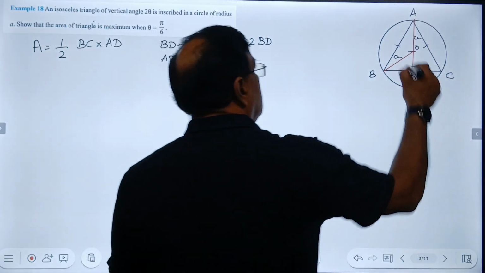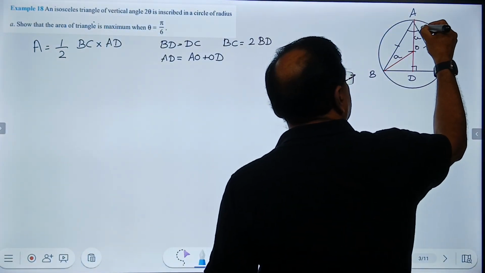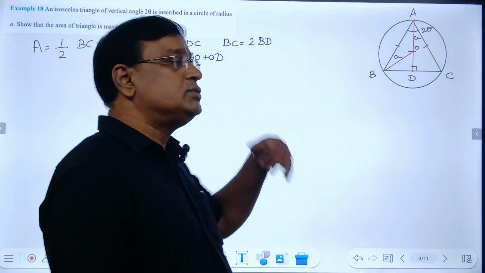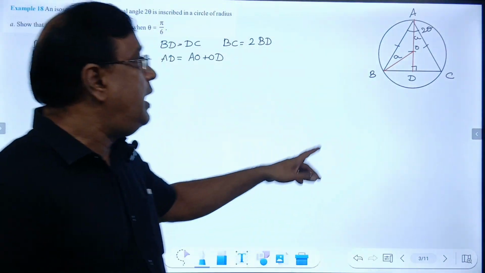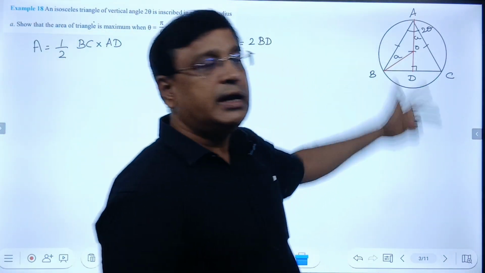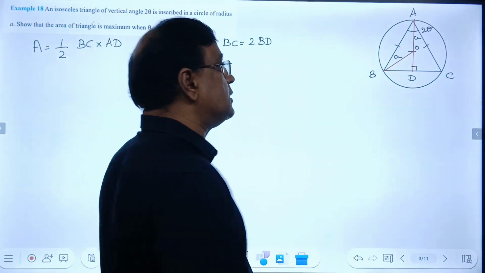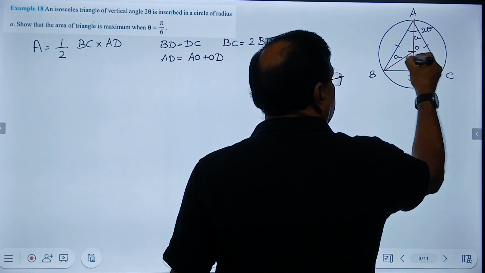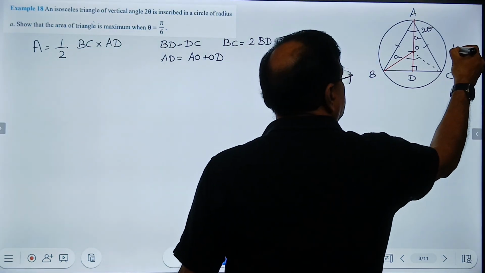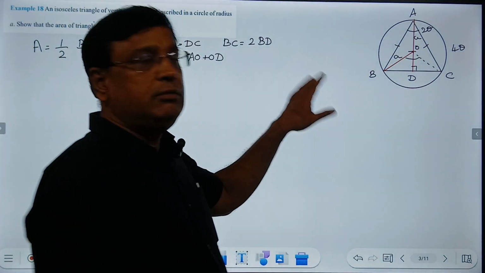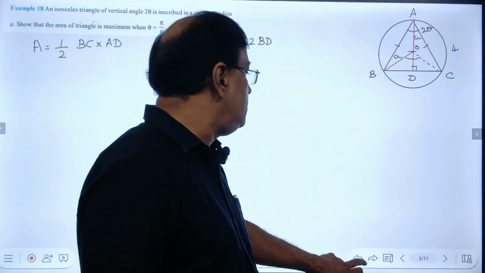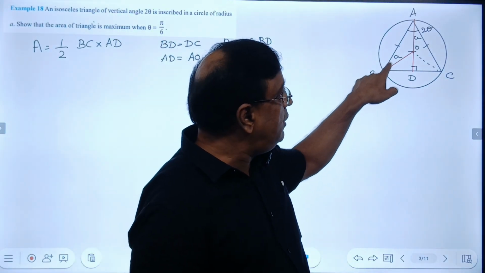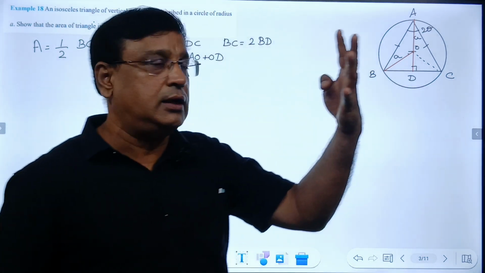Now he has said my vertical angle is 2 theta. This is 2 theta. If the vertical angle is 2 theta, by using the theorem from class 10th, the angle at the center is twice the angle at any point on the remaining part of the circle. So this angle, the full angle will be 4 theta. But I am not interested in the full angle. Okay. Please remember, angle BOC is 4 theta.